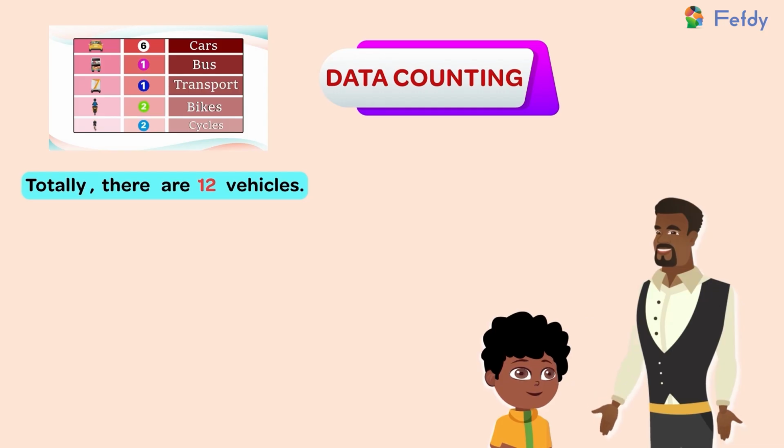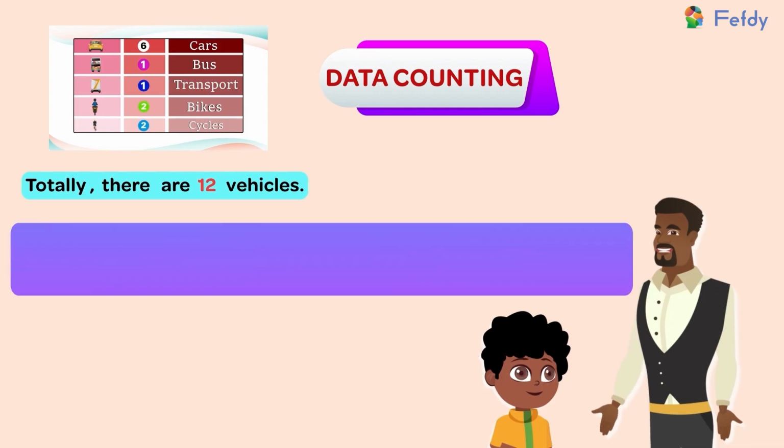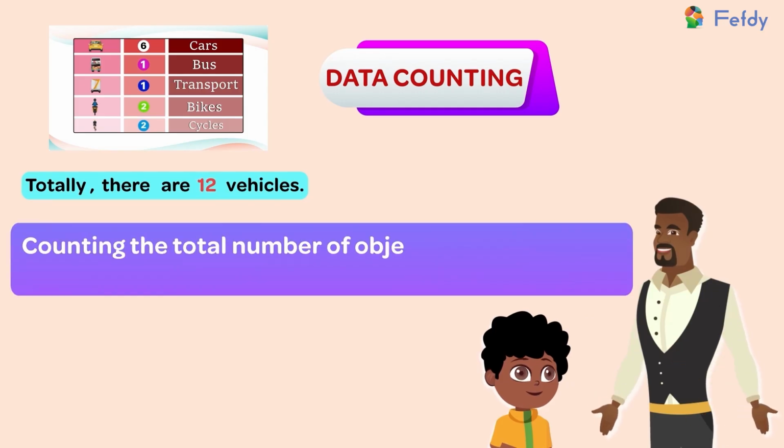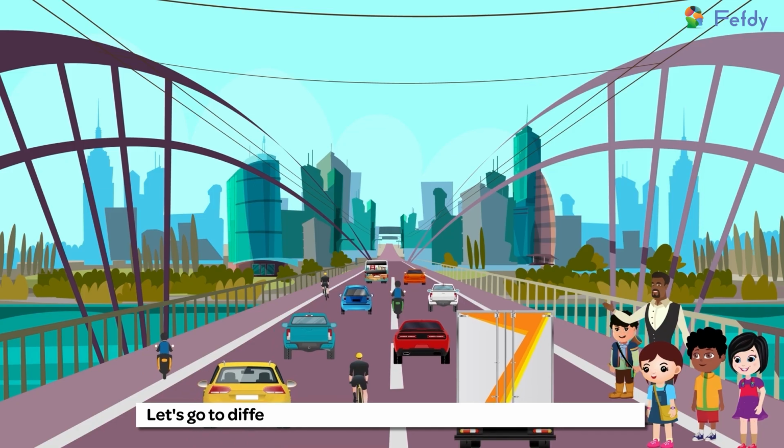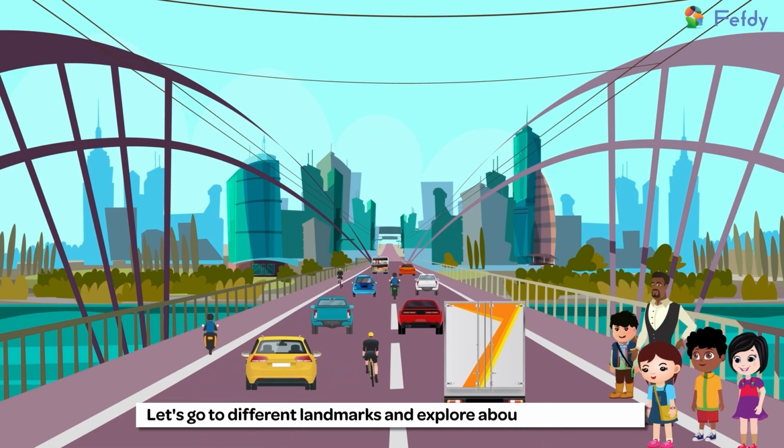Data counting. Counting the total number of objects or elements in a collected data is known as data counting. Let's go to different landmarks and explore about data handling.